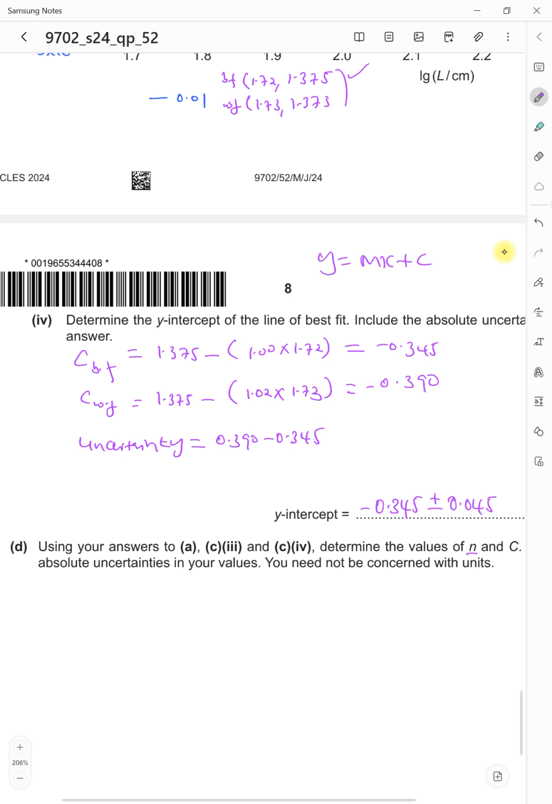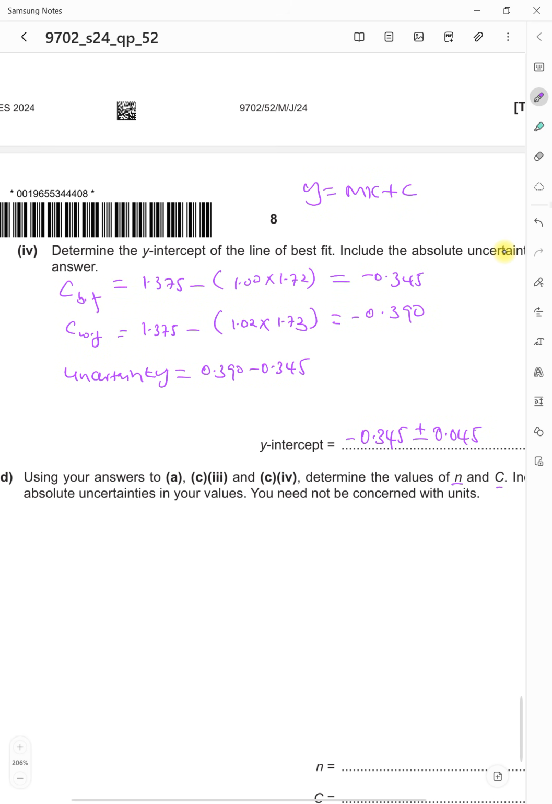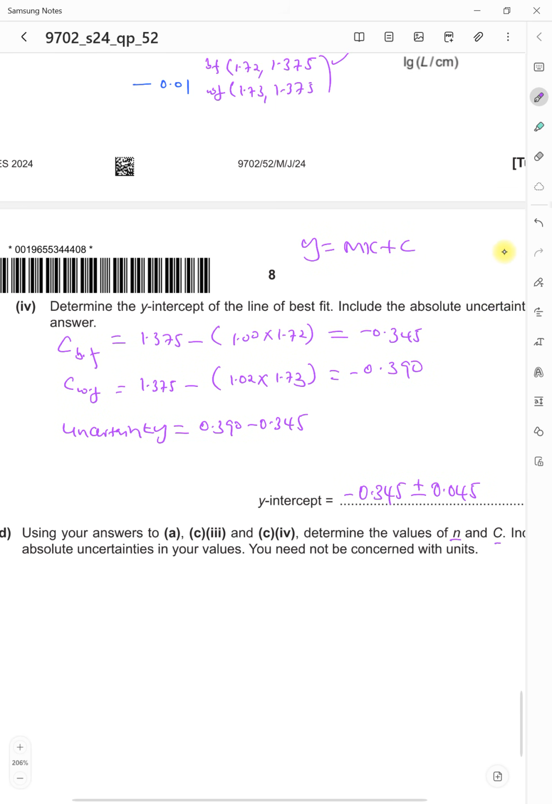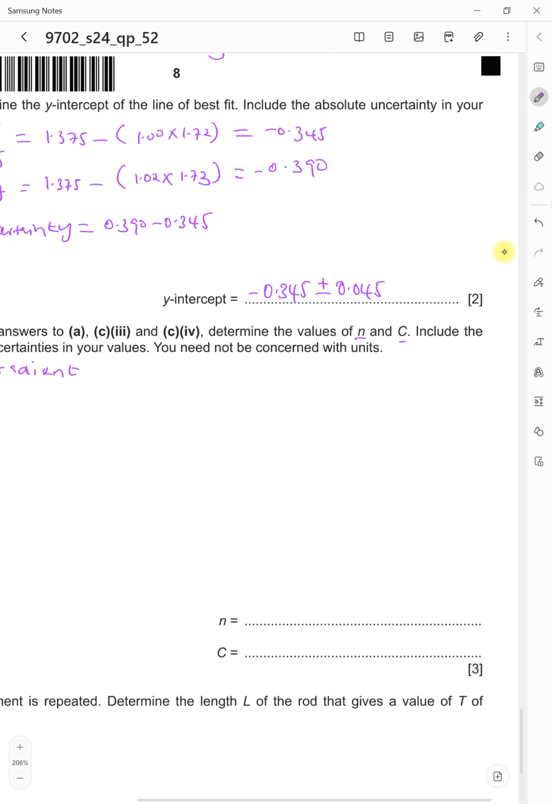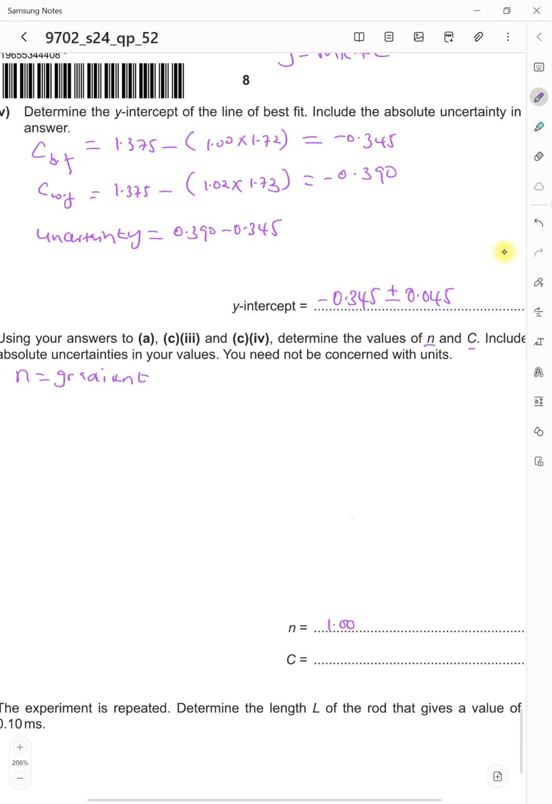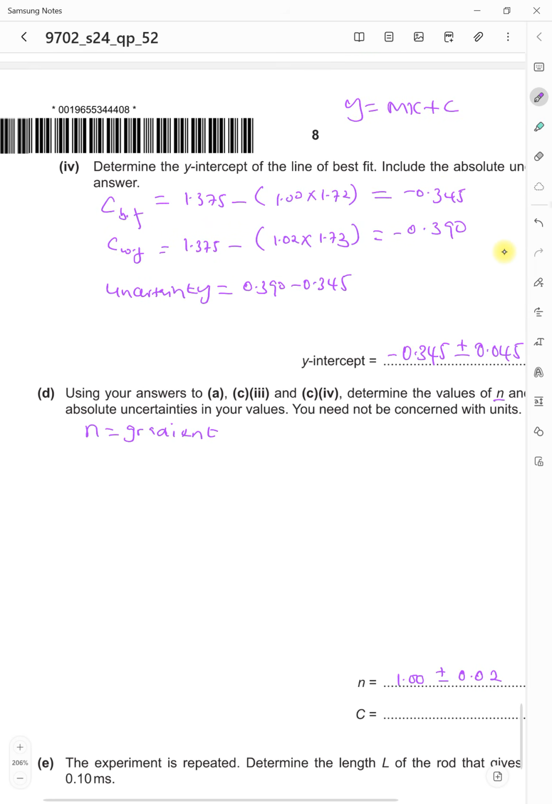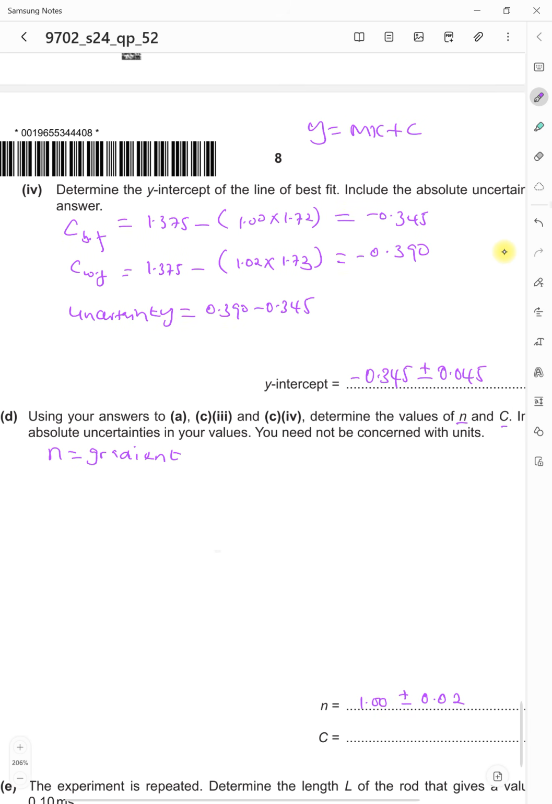Okay. Use your answer to A, C Roman 2 and C Roman 3. Determine the value of N and C. Include the absolute uncertainties in your values. So of course we noticed that N was equal to the gradient. So I will just write N as the gradient, and my gradient was 1.00. They said include the absolute uncertainties in your value. You don't need to be concerned with the units. So I'll say 1.00 plus or minus 0.02.